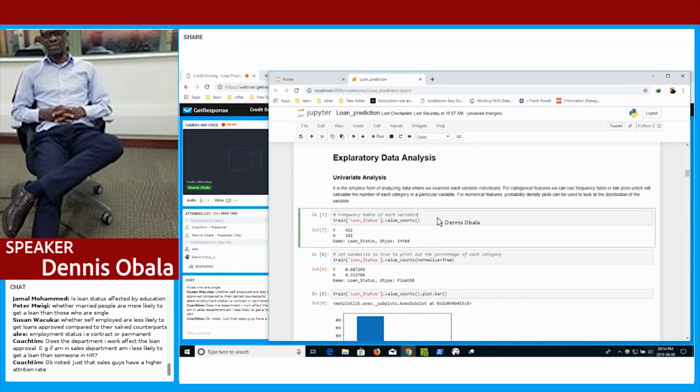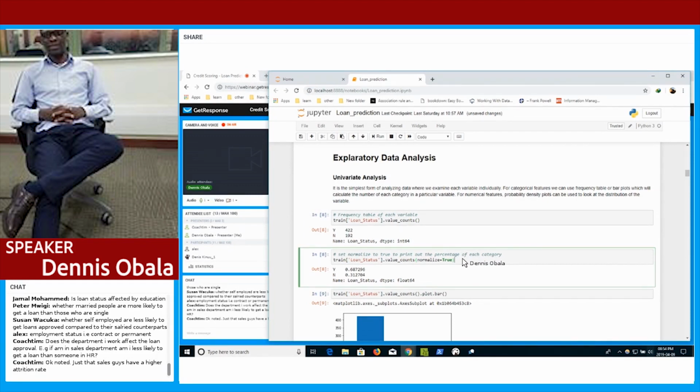We are just going to create the normal stuff like the mean, median, mode, and plot graphs to see how the distributions look for certain variables. For example, for loan status, we're going to see how it's distributed across the data set. And remember, it will be the train data set. For that, we can see there are 422 that were approved versus 192 that were not approved.